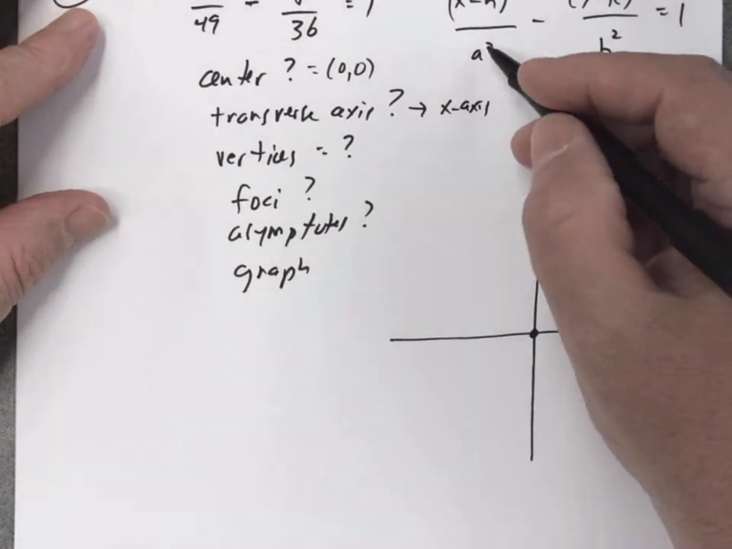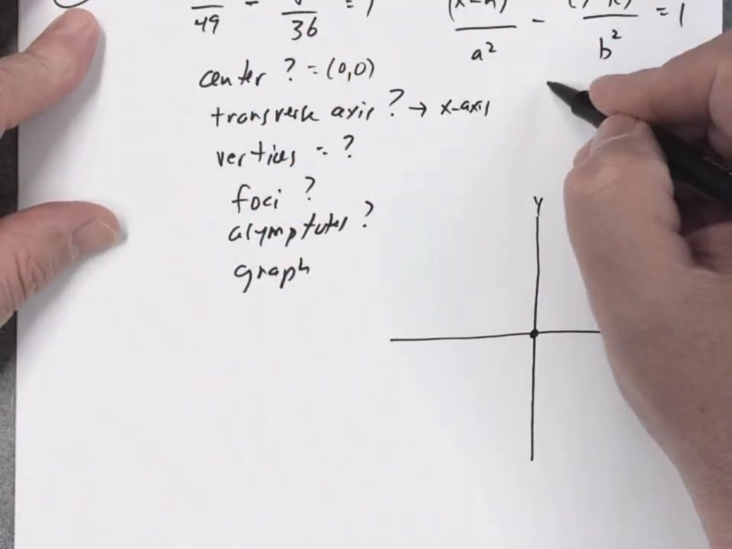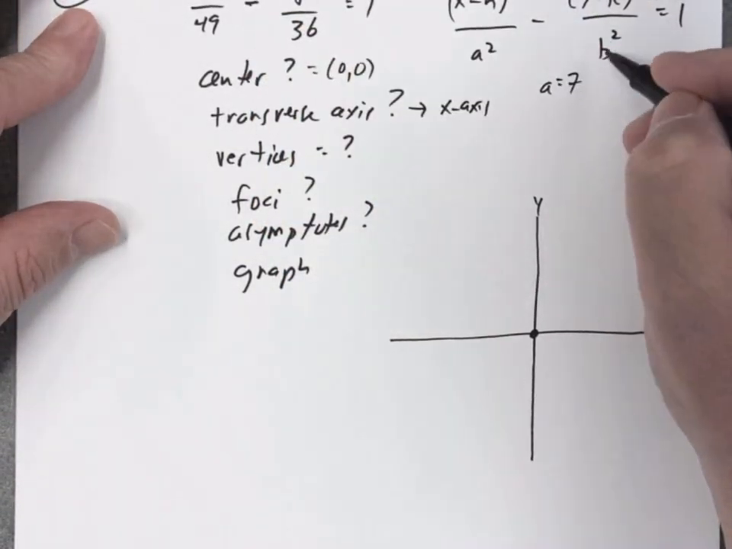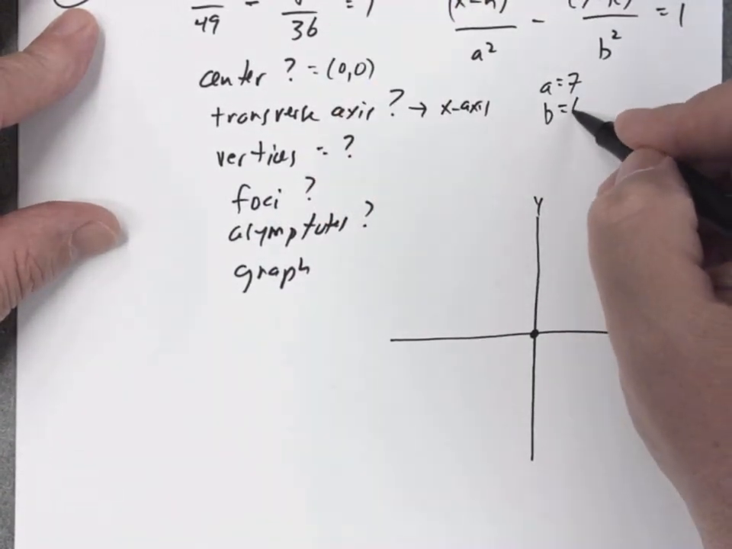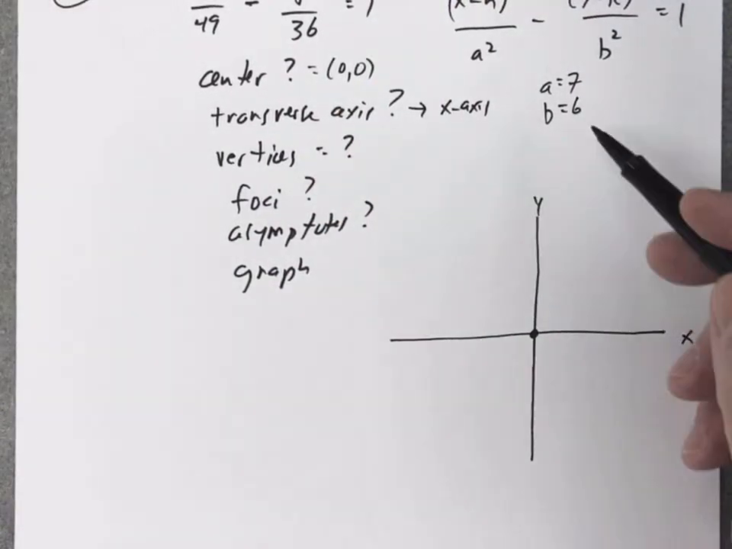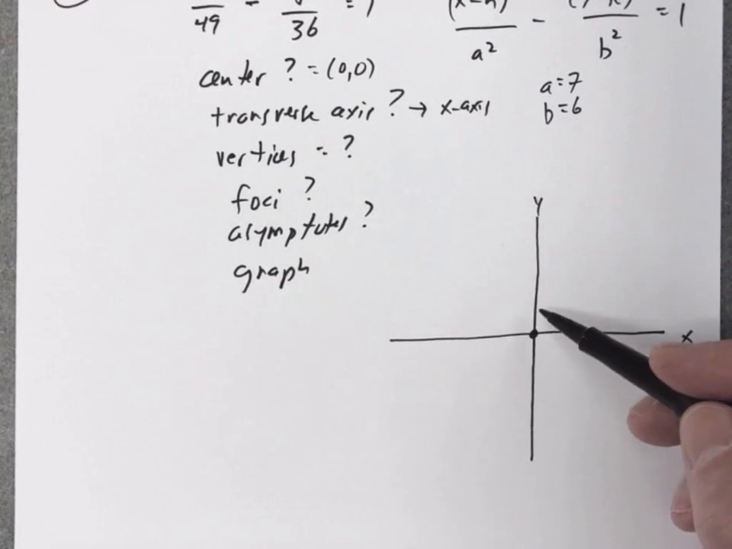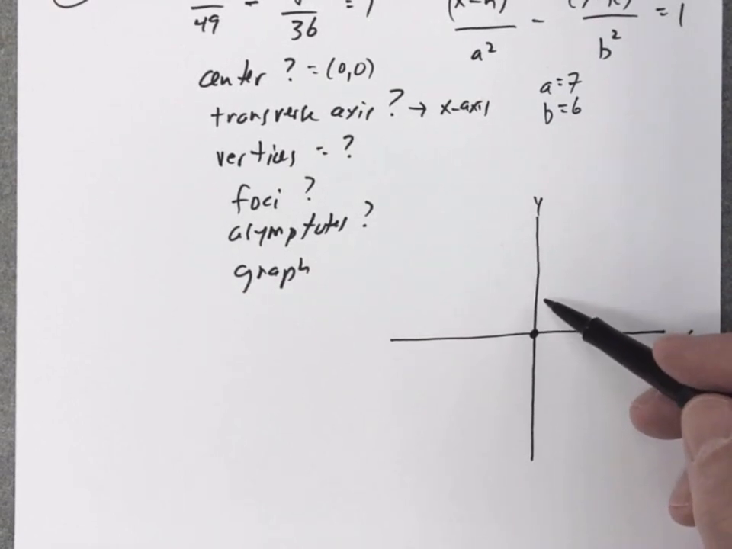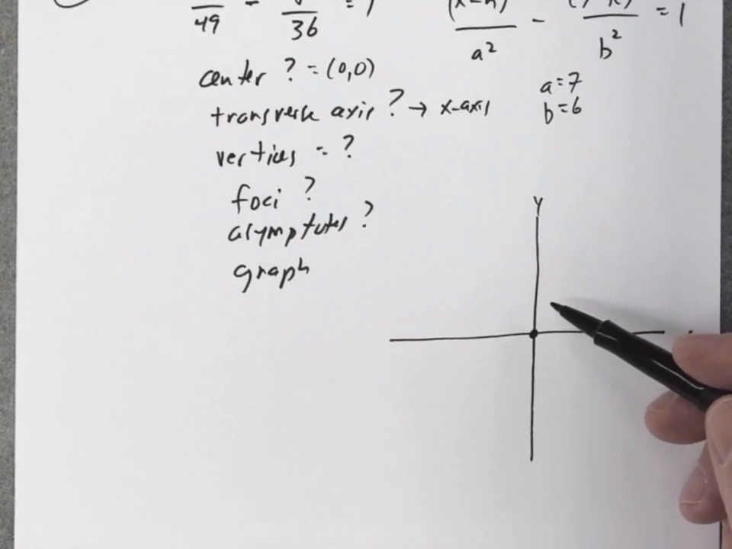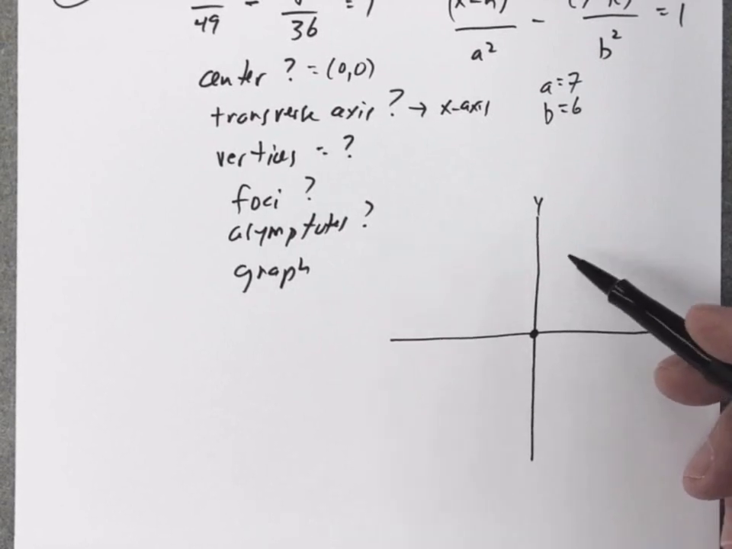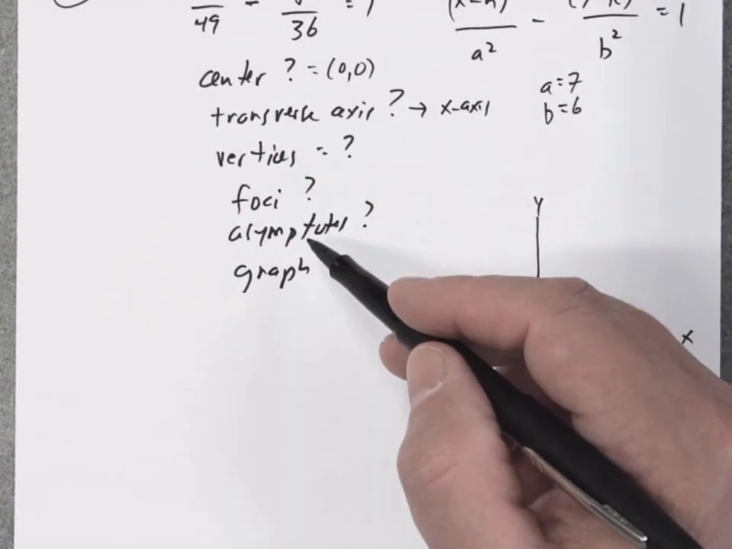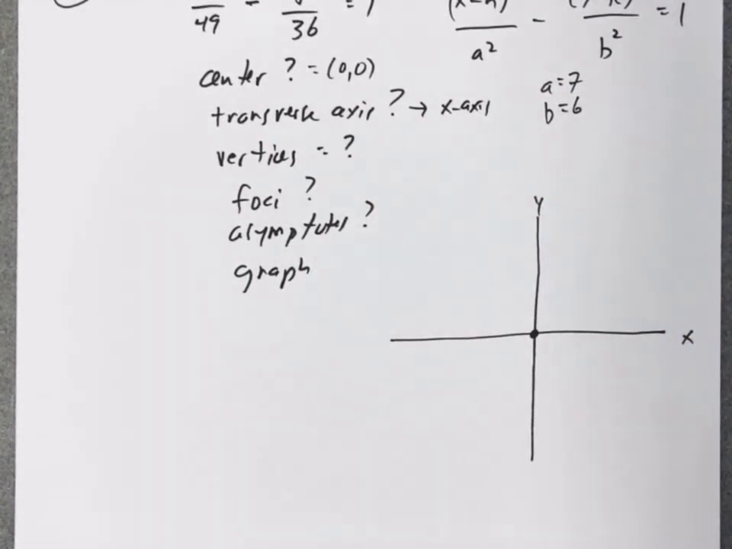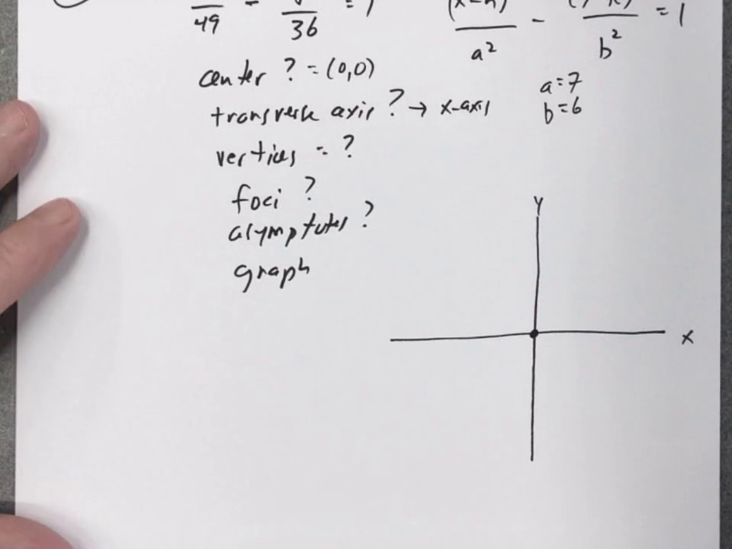Now we know a squared is 49, so a is 7. B squared is 36, so b is 6. So with this information, I can go ahead and graph this hyperbola. I get the vertices from the graph with the asymptotes. Foci, we'll probably have to do a calculation.